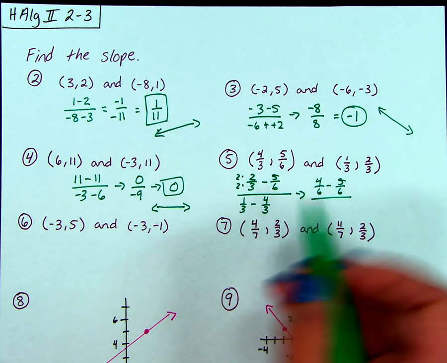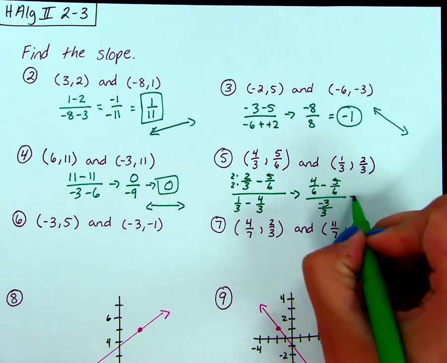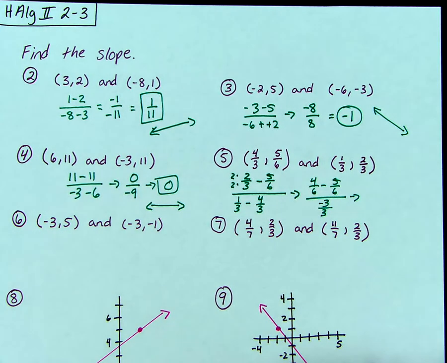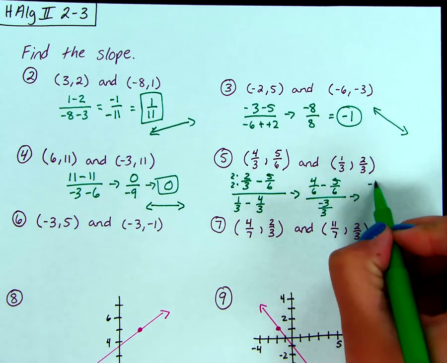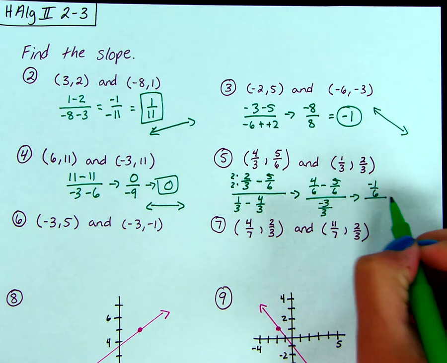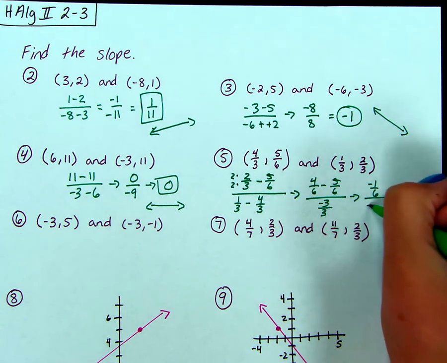So 1 minus 4 gives us -3 over 3. So again, continuing to simplify. 4 minus 5 is a -1 over 6. And then -3 over 3, well, that's just -1.